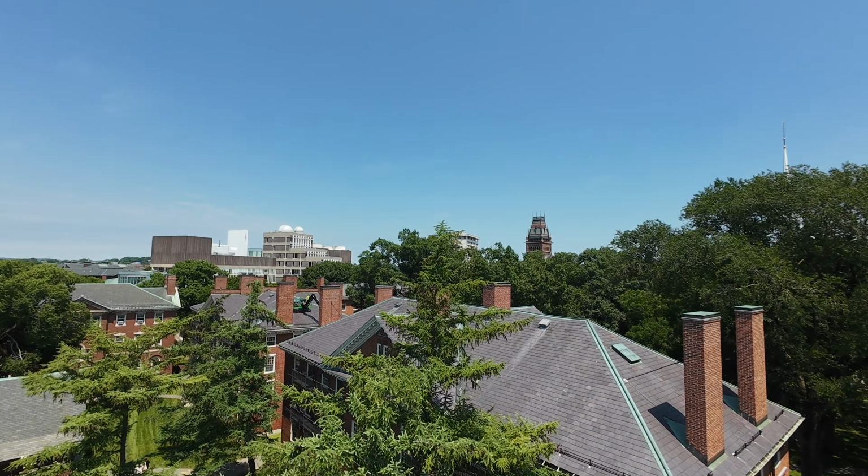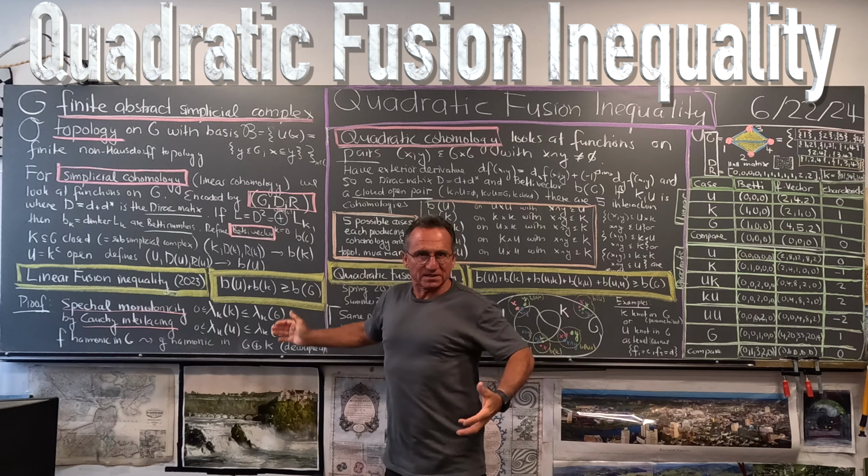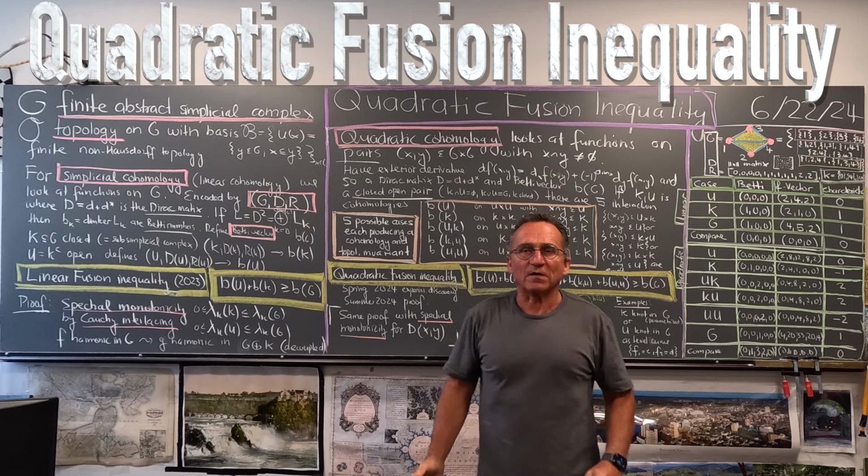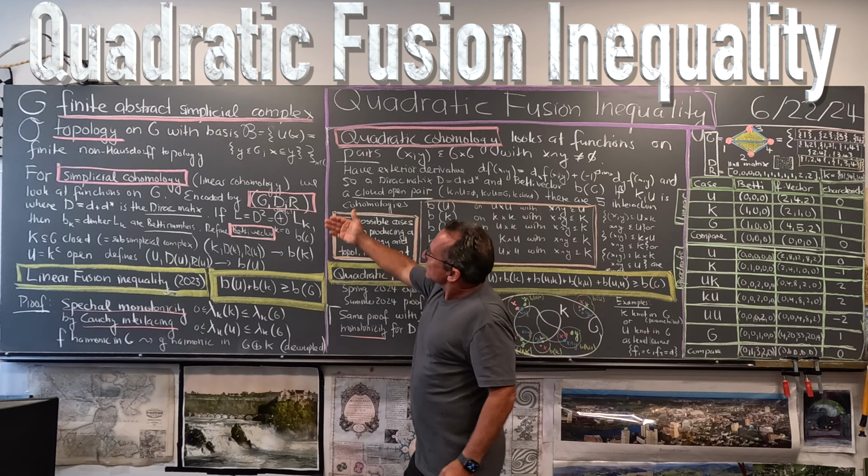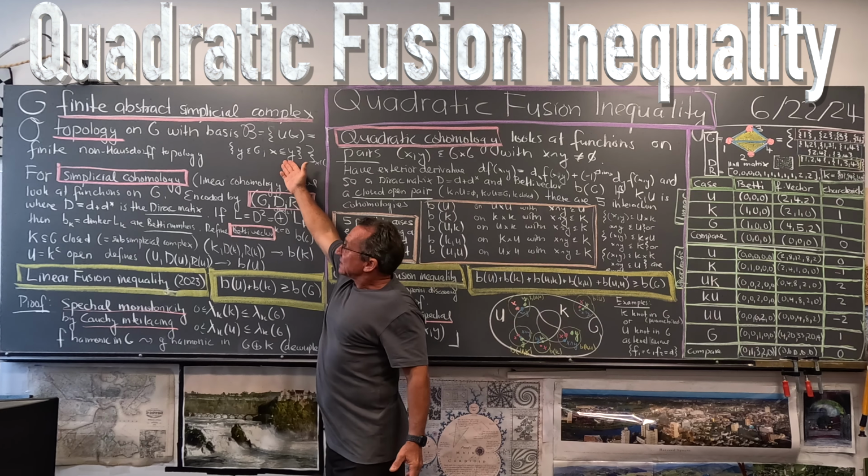Welcome. I'm looking at quadratic cohomology again. I mentioned already in spring this fusion inequality which parallels the fusion inequality in the linear case. The linear case is simplicial cohomology, where you look at functions on the simplices themselves.